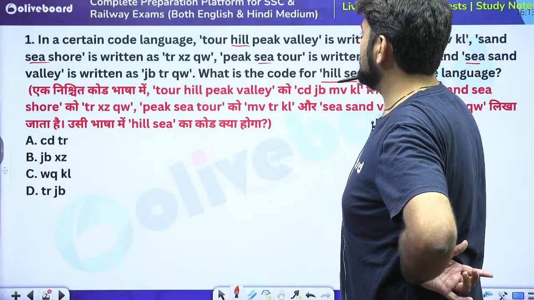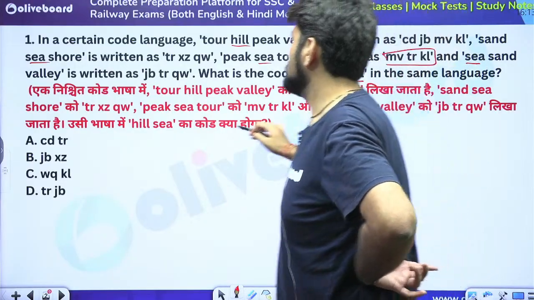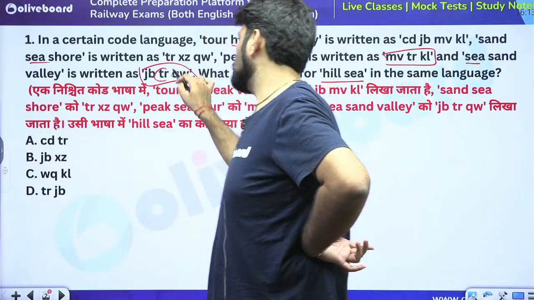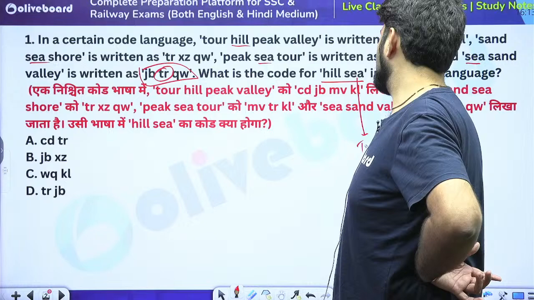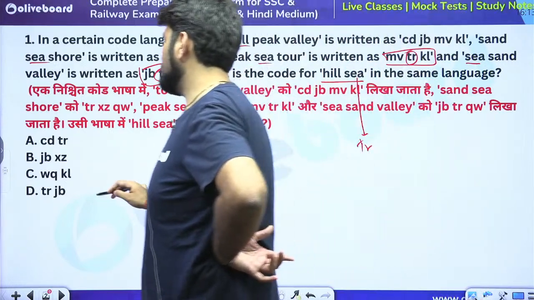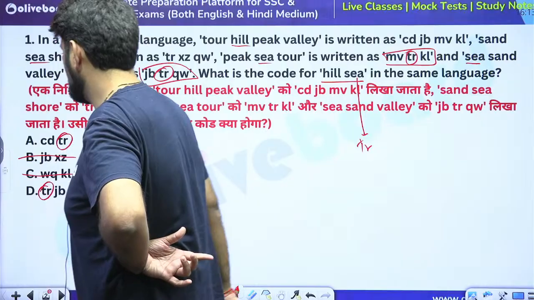Sea, sand, valley, peak, sea, tour. I think here we'll be able to find the code for sea. So we'll just look at these two and we'll get that TR is the code for sea. That's the only common thing here. So sea is coded as TR. That means wherever TR is not there will not be a code for hill, sea.